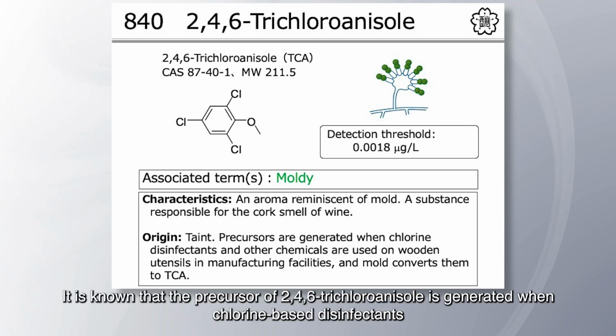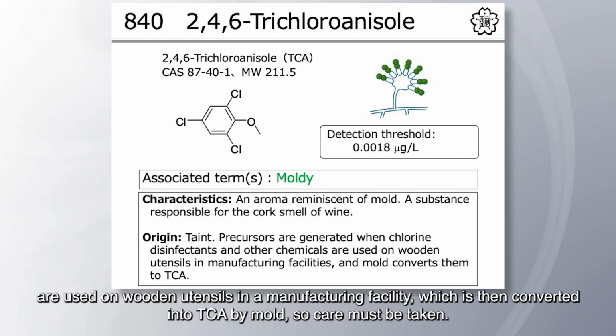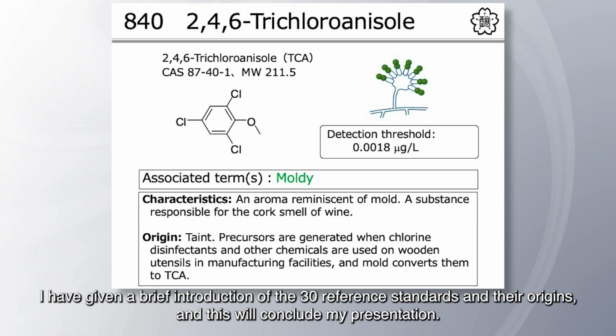It is known that the precursor of 2,4,6-trichloroanisole is generated when chlorine-based disinfectants are used on wooden utensils in a manufacturing facility, which is then converted into TCA by mold, so care must be taken. I have given a brief introduction of the 30 reference standards and their origins, and this will conclude my presentation.